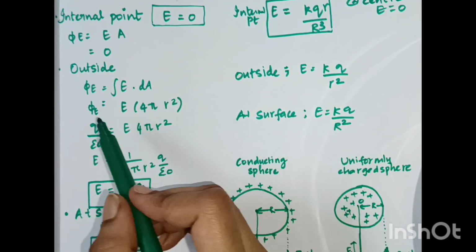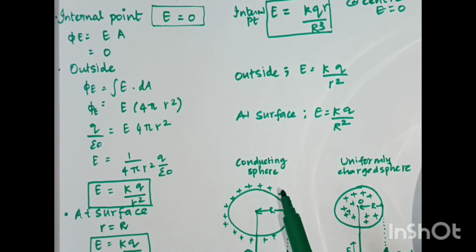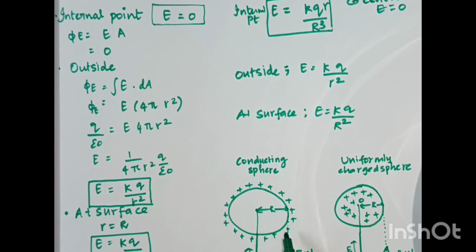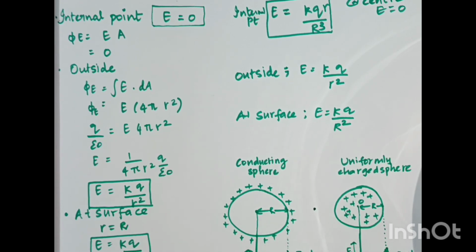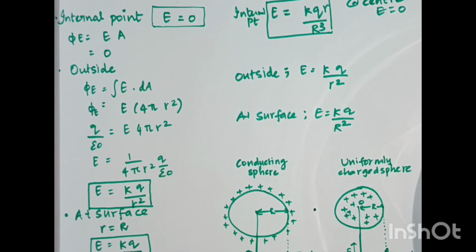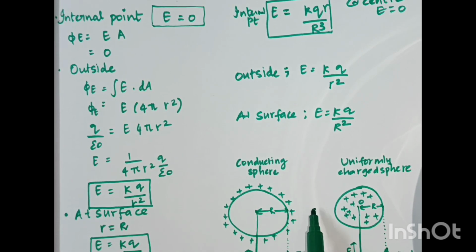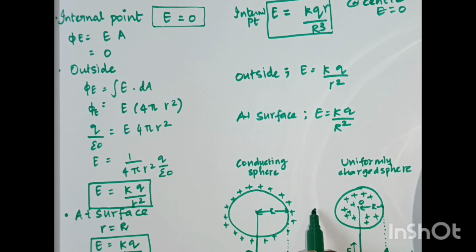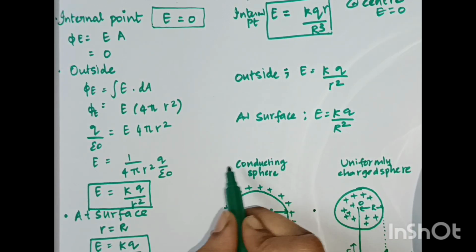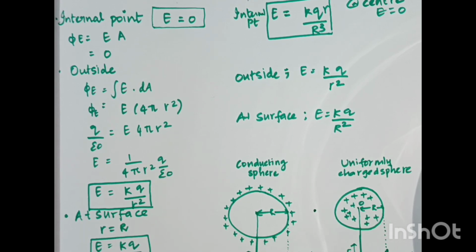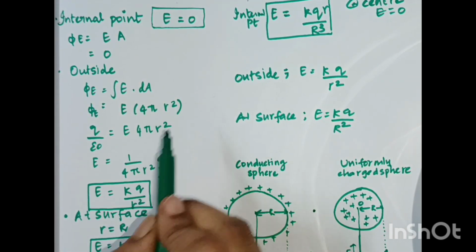Suppose this is the conducting shell, and our point is somewhere outside. The distance between the center and this point is small r. Capital R is the radius, and small r is the distance which we want. Then we assume a Gaussian surface like this, a sphere with a radius of small r. What is the area of that sphere? That is 4 pi small r square.